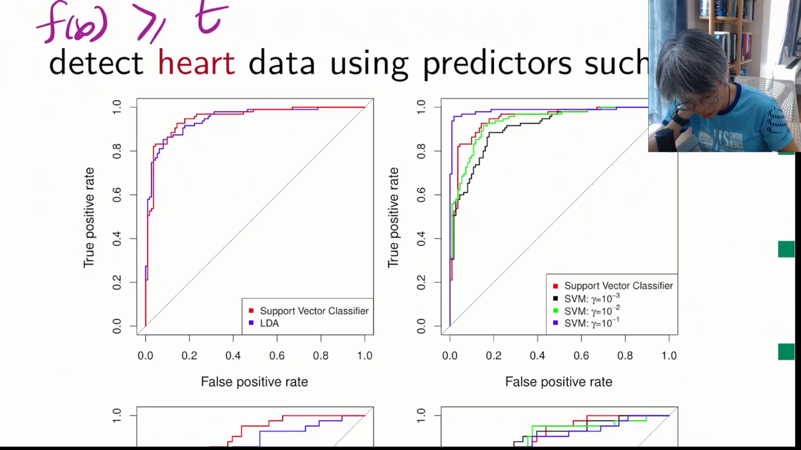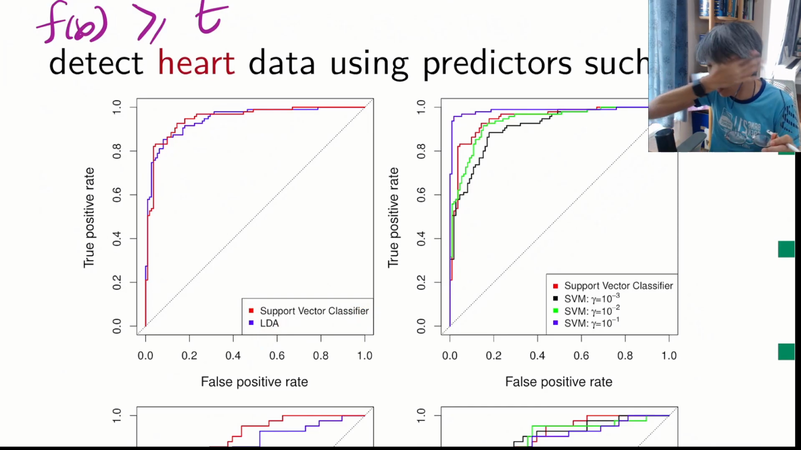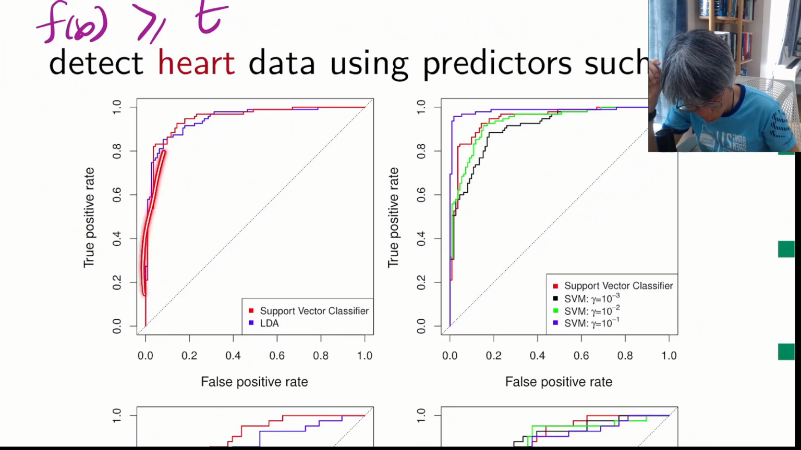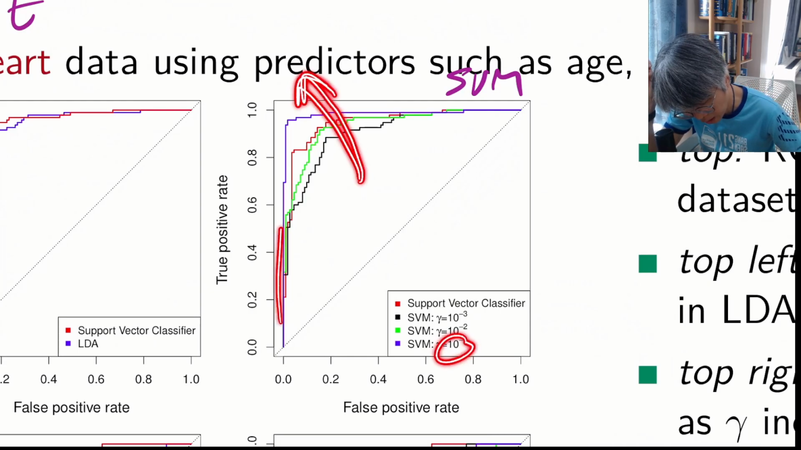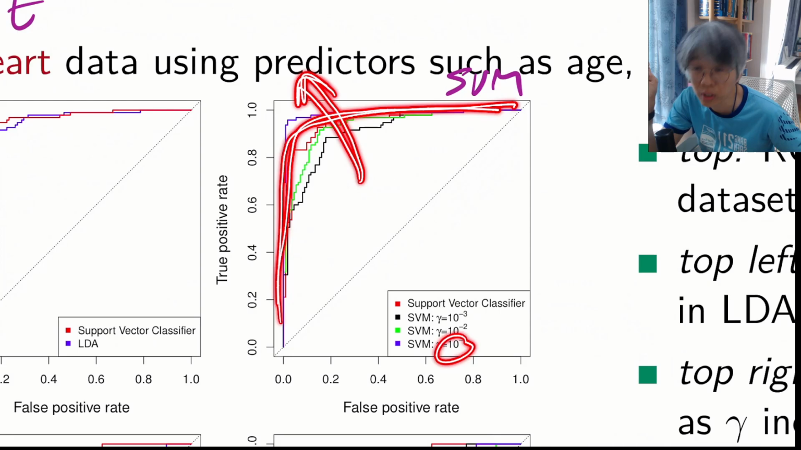The left figure is the comparison between SVC and LDA. Both of them are linear classifiers. So I would say they perform quite comparably well. On the right hand side, this is SVM, as you play with the value of gamma. Gamma is the decay rate of the RBF kernel function. As you increase gamma, it seems that the ROC curve is improved.